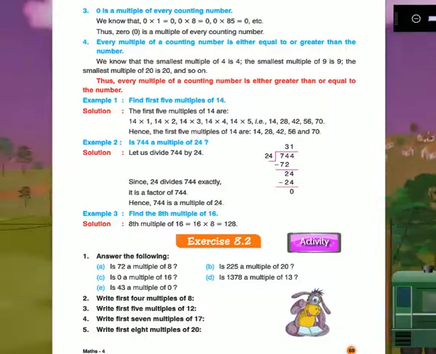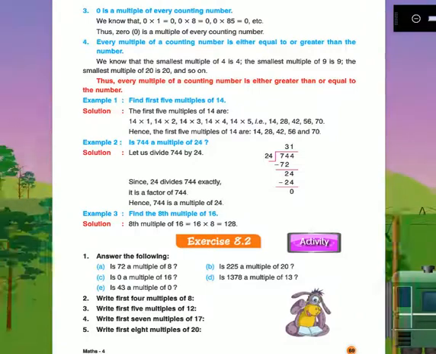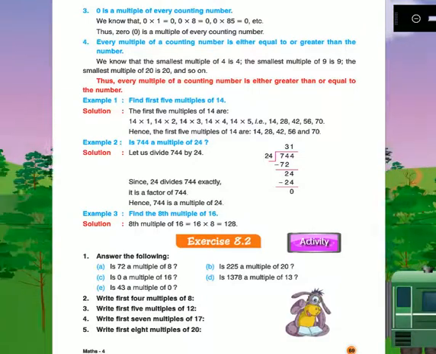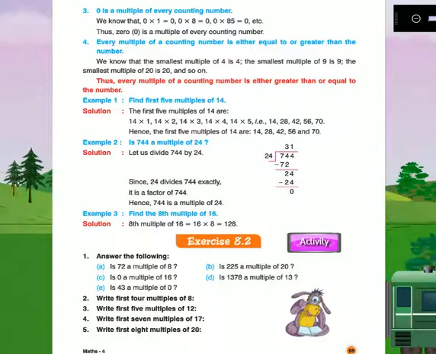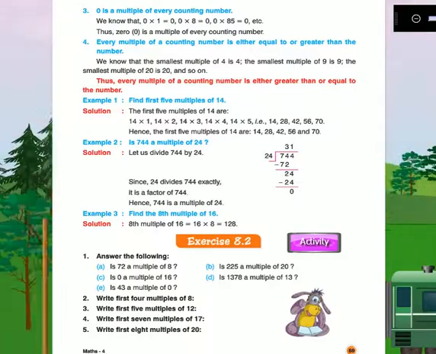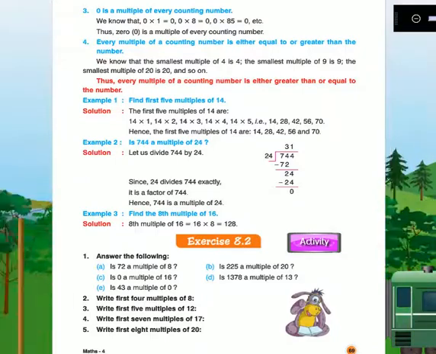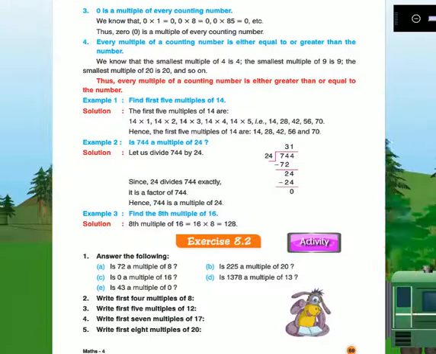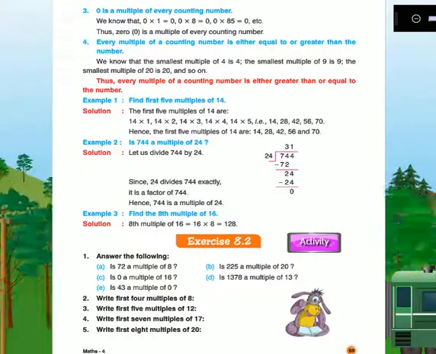Example 2. Is 744 a multiple of 24? Let us divide 744 by 24. Since 24 divides 744 exactly, it is a factor of 744. Hence, 744 is a multiple of 24.